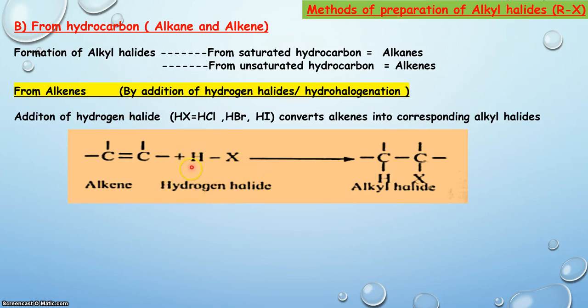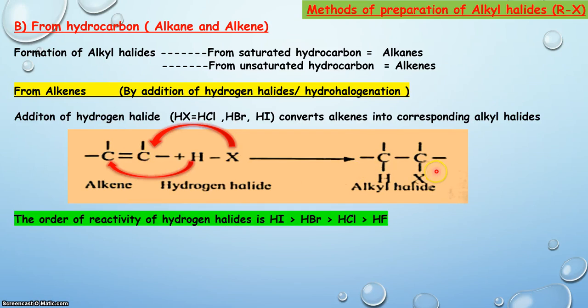This addition of hydrogen halide takes place across the double bond in alkene. So here, if we are adding hydrogen to this carbon atom and halogen to this carbon atom, then you will get the corresponding alkyl halide.